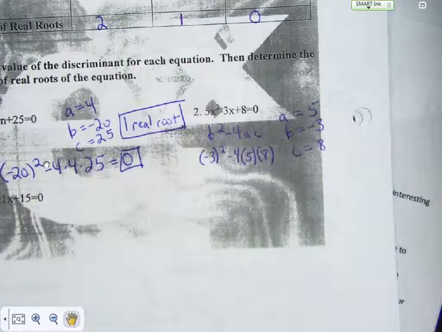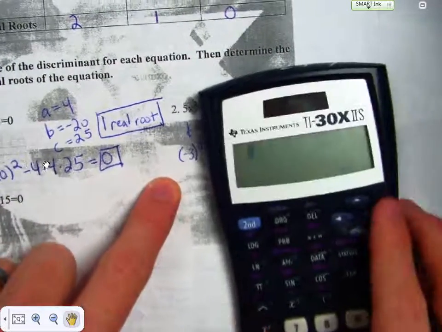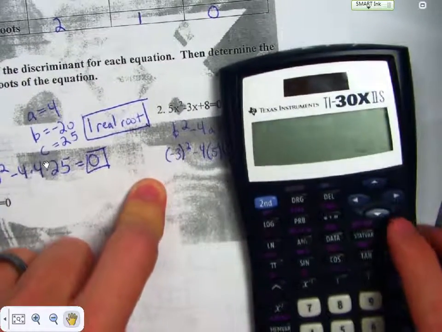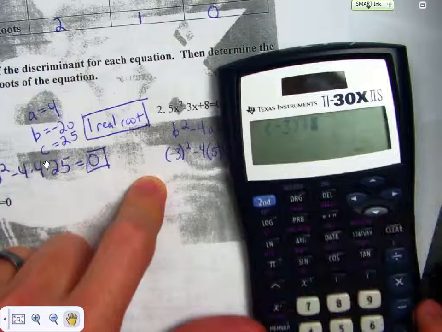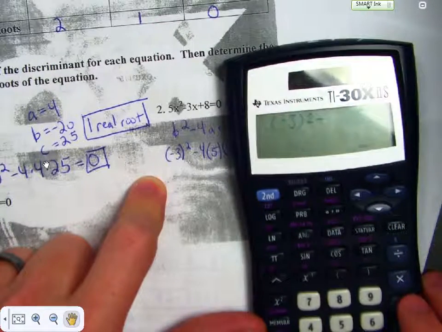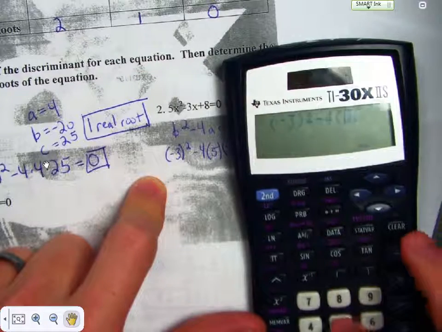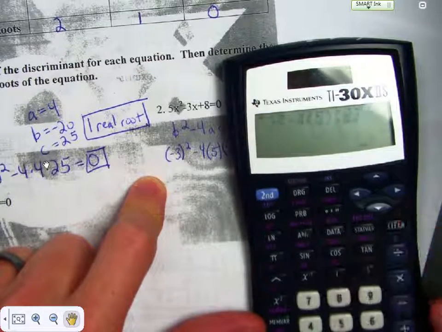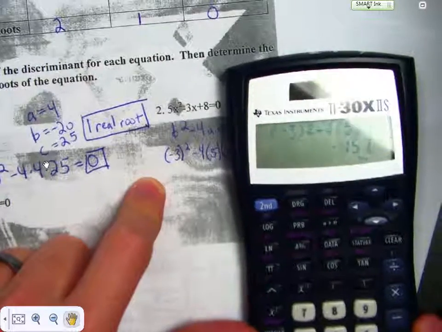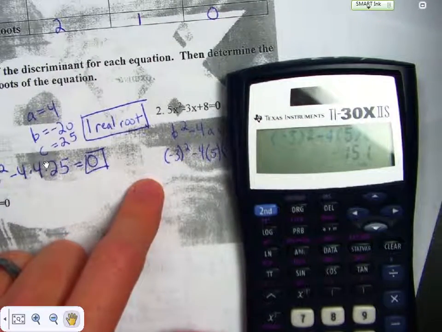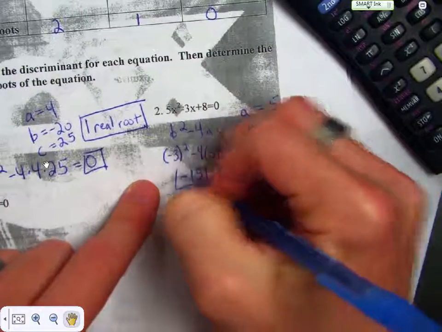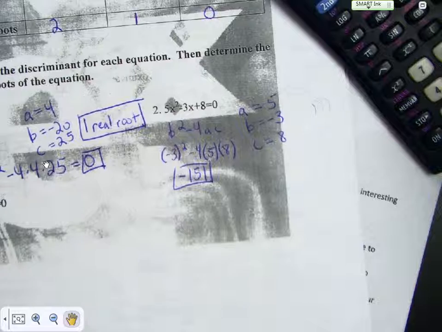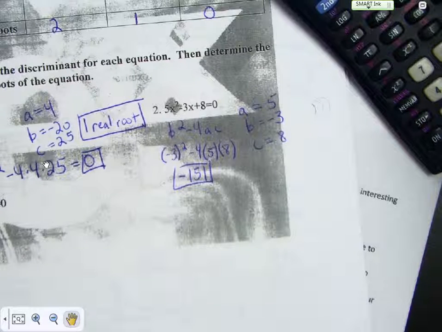And just to make sure that I do get the correct answer, I'll use a calculator. It's a good idea. I might make a mistake if I don't. So, parenthesis, -3 squared minus 4 times 5 times 8. And I get -151. So, this is the value of my discriminant. It asked me to find the value, so this is part of the answer. Make sure that you answer the questions.